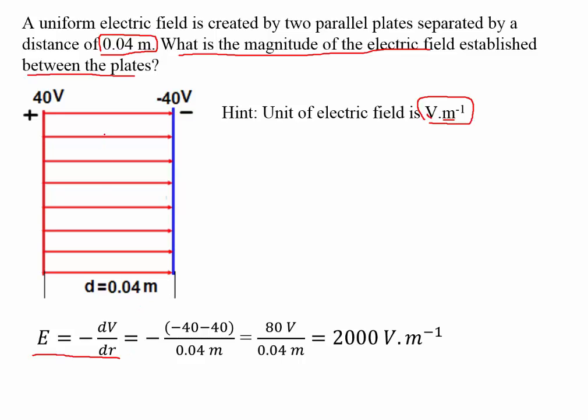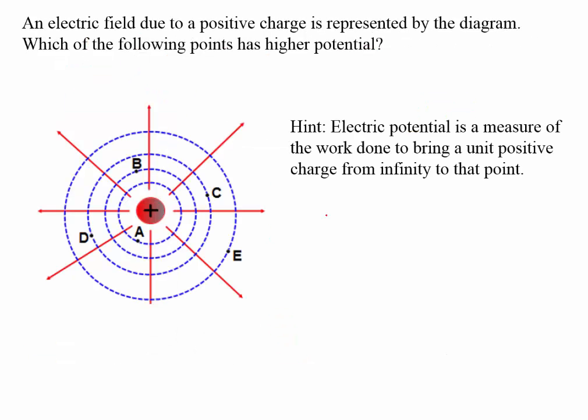Now what is dV, the change in potential? It is negative 40 volts minus 40 volts. That will be 80 volts. That is the change in potential. And dr is 0.04 meter. Therefore, electric field is negative dV over dr. That is 2000 volts per meter. Next one.